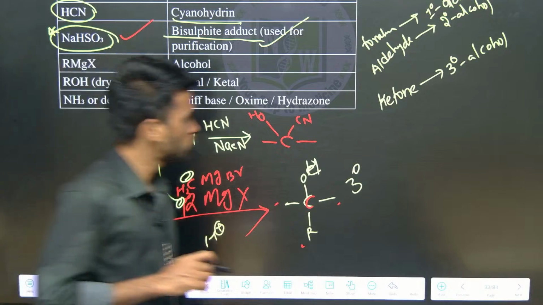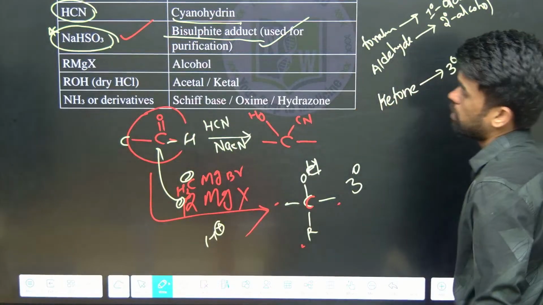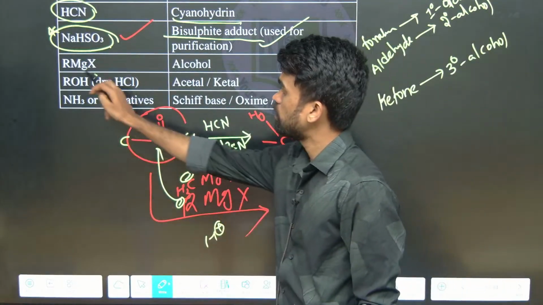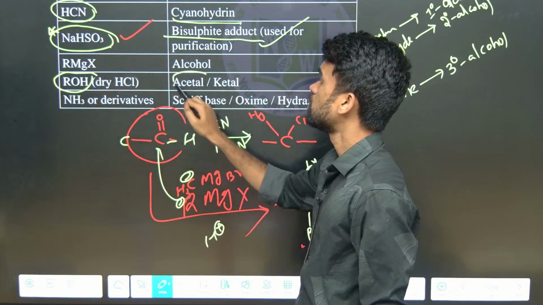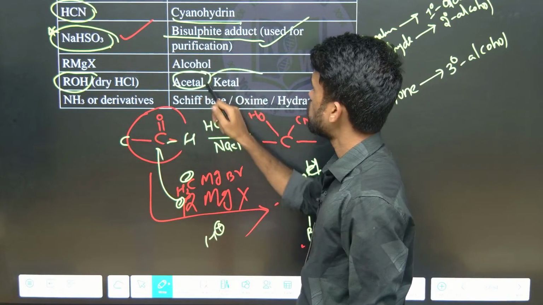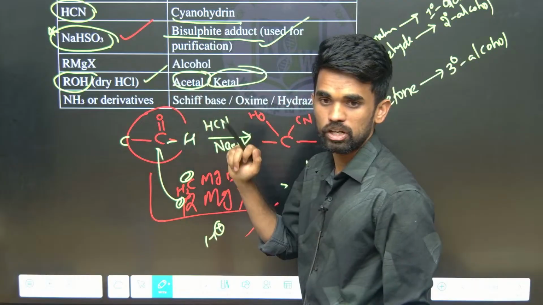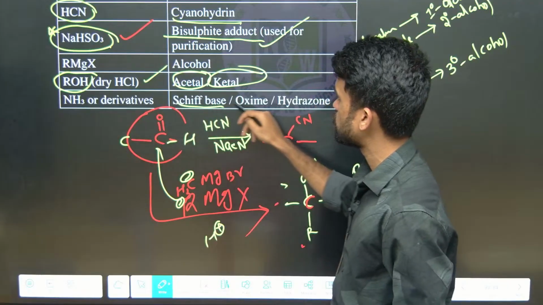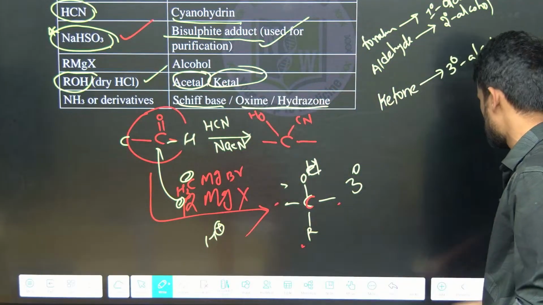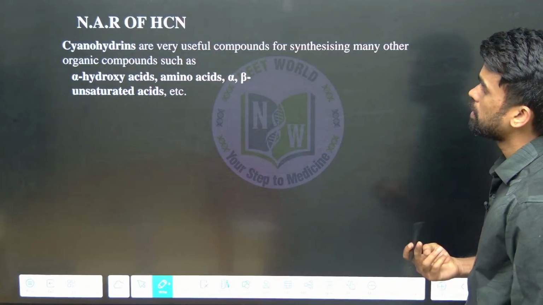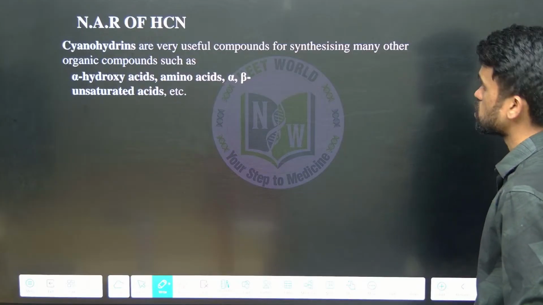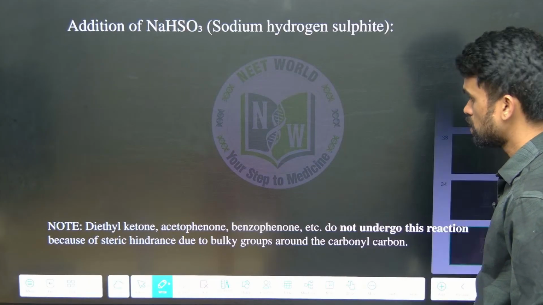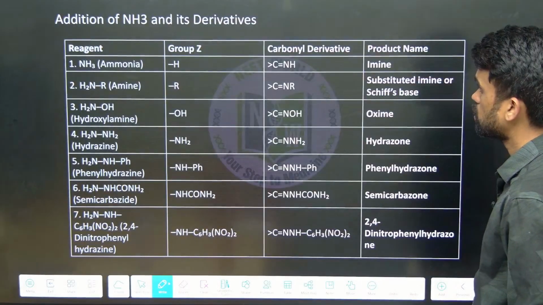Yeah, let's move forward. The next thing I told you: if it is an alcohol, it will form acetal or ketal in dry HCl conditions. If it is an amine or amine derivative, we will get Schiff base, oximes, hydrazones, which we discussed in the previous slide. This we already discussed, and this is also done.